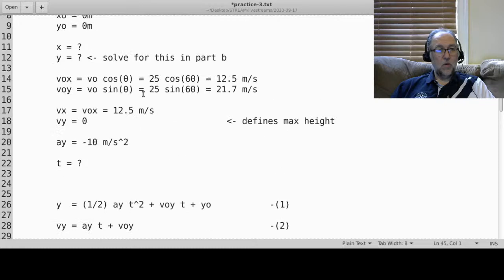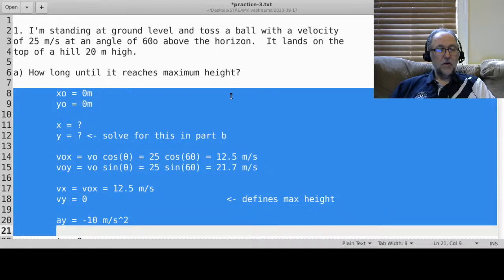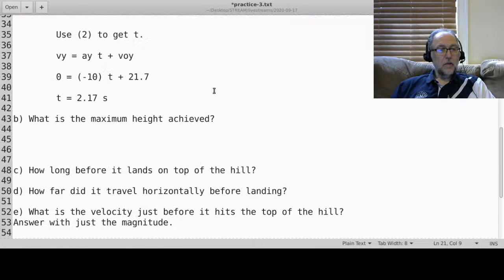Most mistakes are made in getting these values here. And so I'm trying to show you a foolproof way of doing that, by drawing the diagram carefully. So the next one is, what is the maximum height achieved?